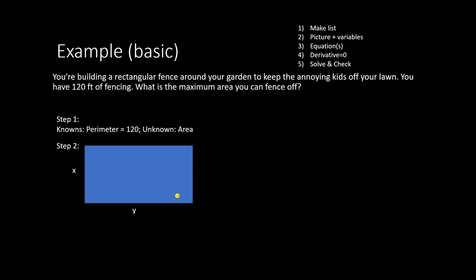Now let's write an equation. We know that our perimeter is 120. Using the formula for the perimeter of a rectangle, twice the width plus twice the length, we can say that 2x plus 2y equals 120. Now we need to solve this for one of the variables. I'll solve it for y, but it doesn't really matter. I can divide both sides by 2, and I can subtract x to get y equals 60 minus x.